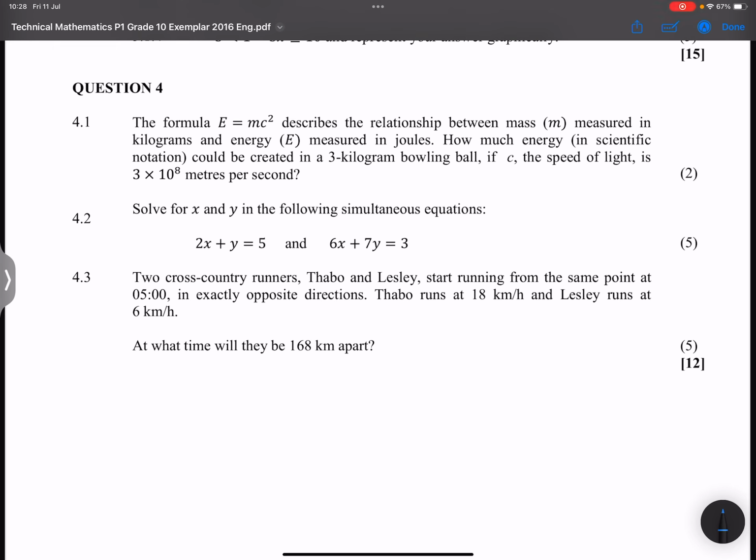Okay, so this is just simply an application question, right? We know that E is equal to mc squared. They have given us the mass, so we just simply substitute. That's 3 kilograms, and they've given us the speed of light there. I think they were meant to tell us that c, or rather speed, is measured in meters per second. But nonetheless, that's 3 times 10 to the power 8, but this is squared, right?